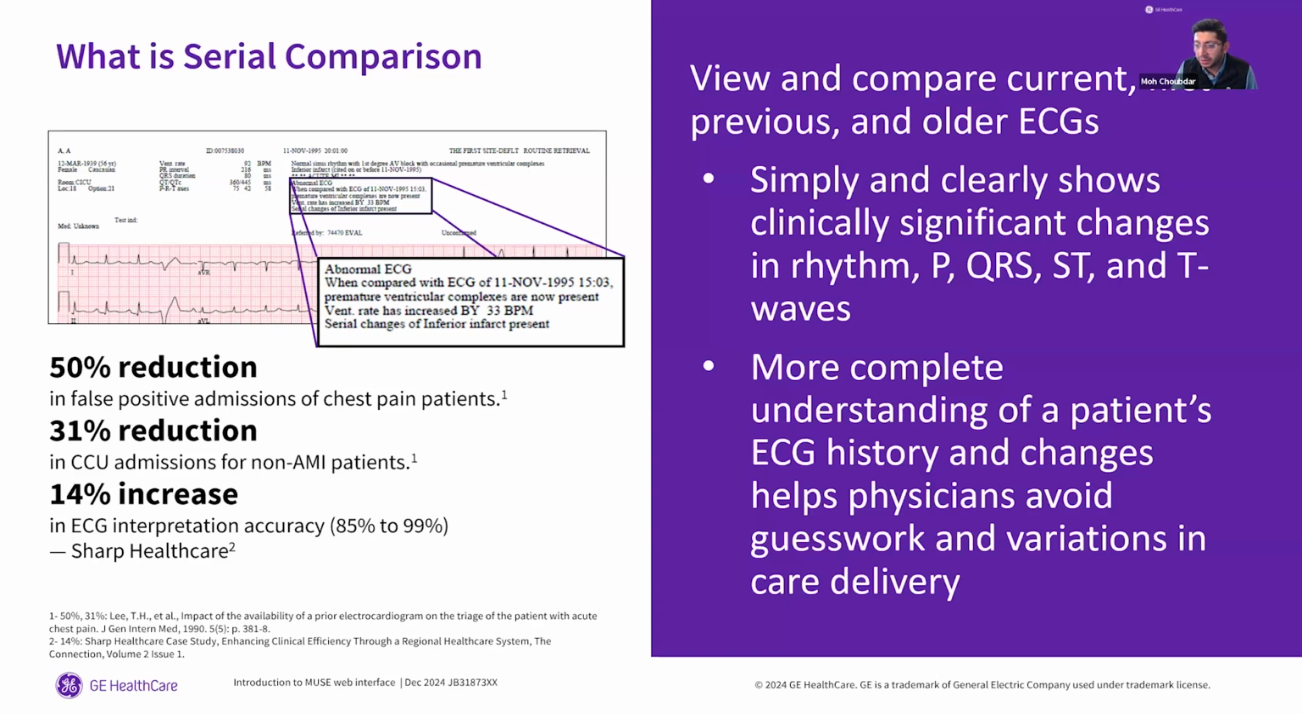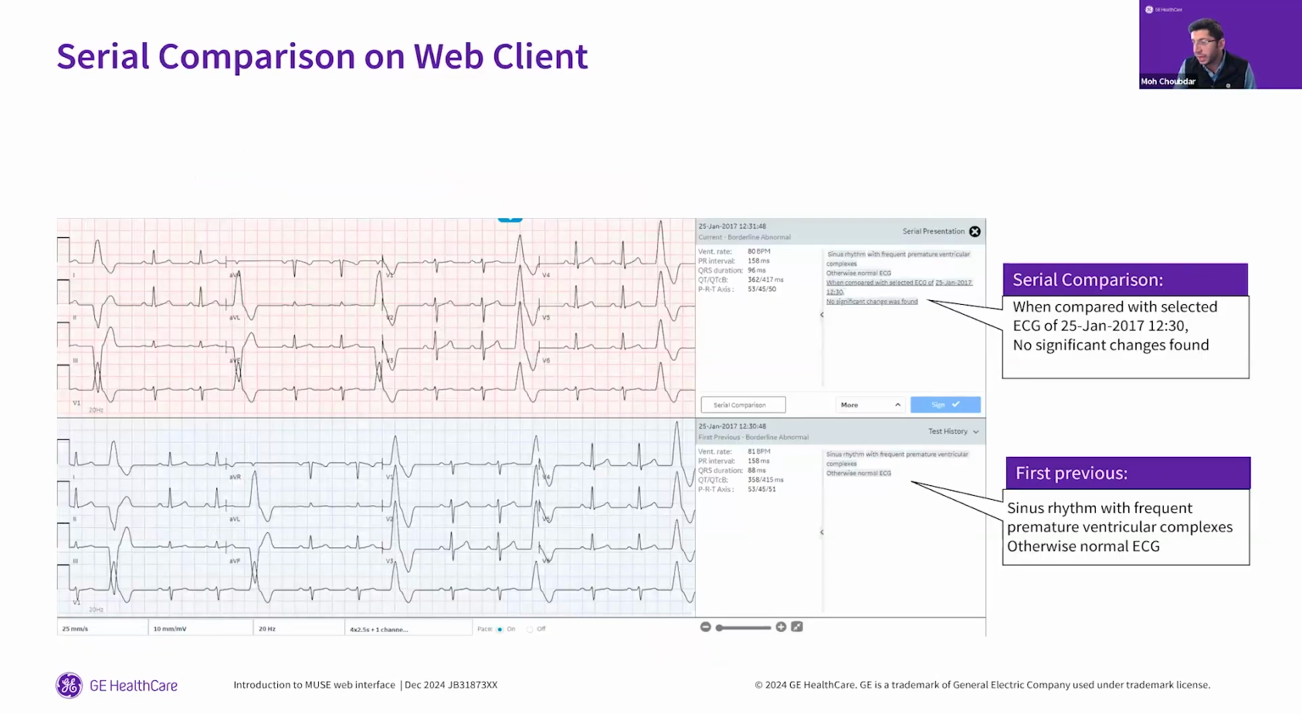Serial comparison has shown a 50% reduction in false positive admission when it's present. There's also a 31% reduction in CCU admission for non-AMI patients. Also, there is a 14% increase in ECG interpretation accuracy as well. So serial comparison has been very helpful the way it's been presented. But what we have done within the web client to improve that is that in the past we did it only with the first previous ECGs.